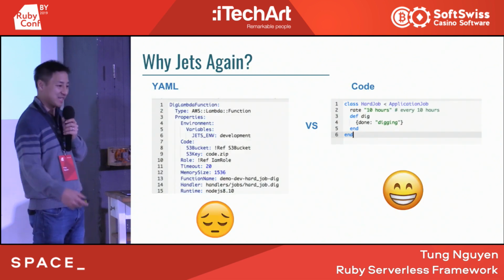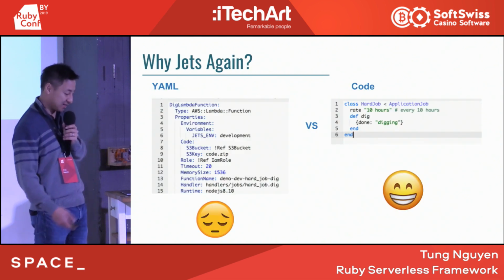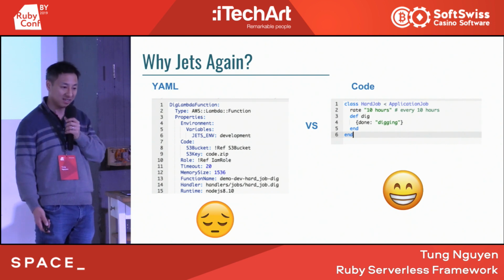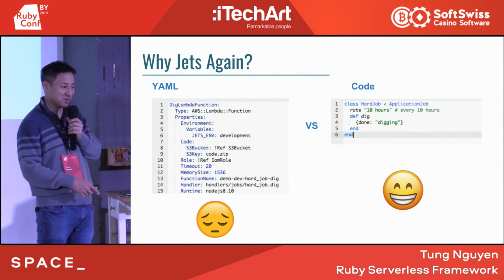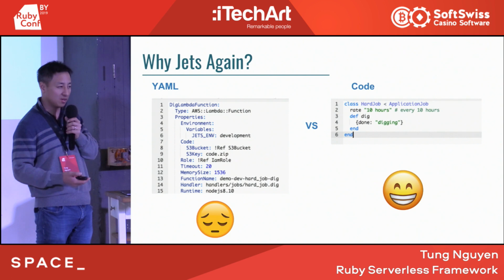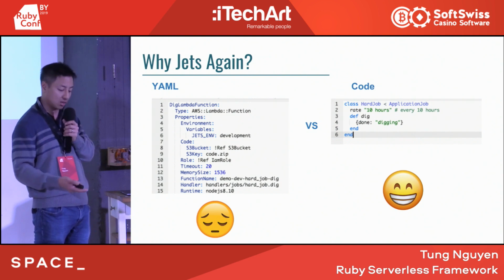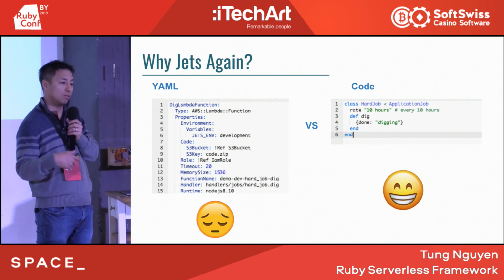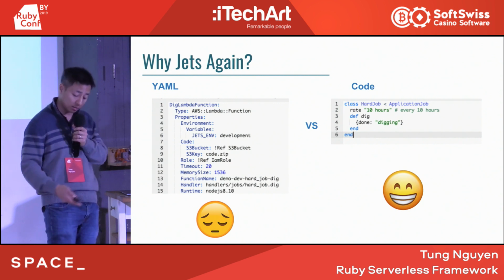Okay, so I just want to emphasize again why Jets: YML versus code. That's not that bad, 15 lines of code, but imagine an application that's even small in size, like 10 methods. You're going to duplicate that YML over and over, so you have a lot of duplication, and it's going to get pretty long, versus 6 lines of code there. And not only that, you have the full expressive power of Ruby, a programming language, versus a configuration language.